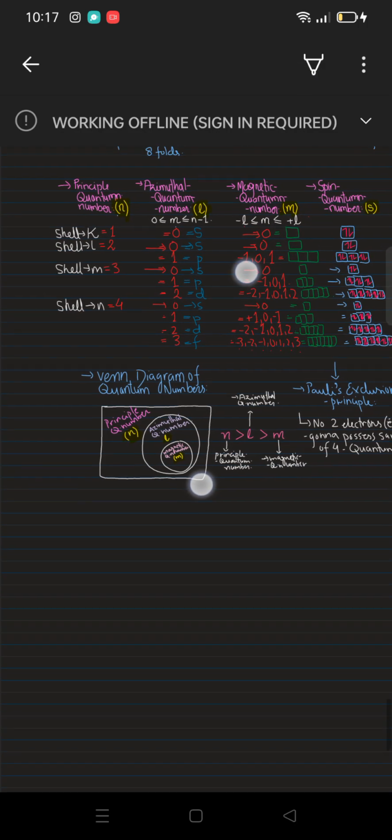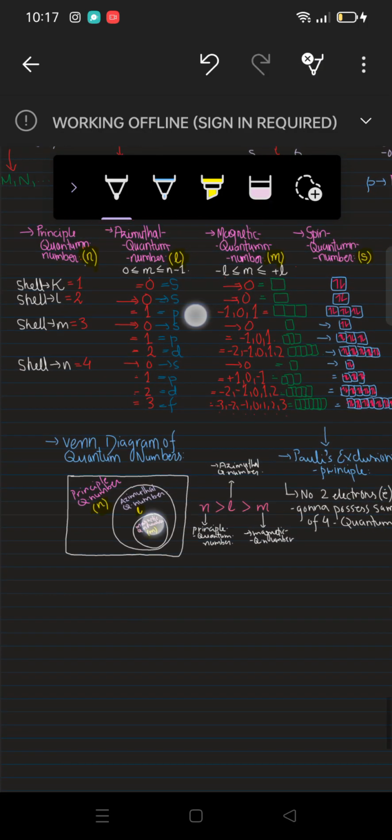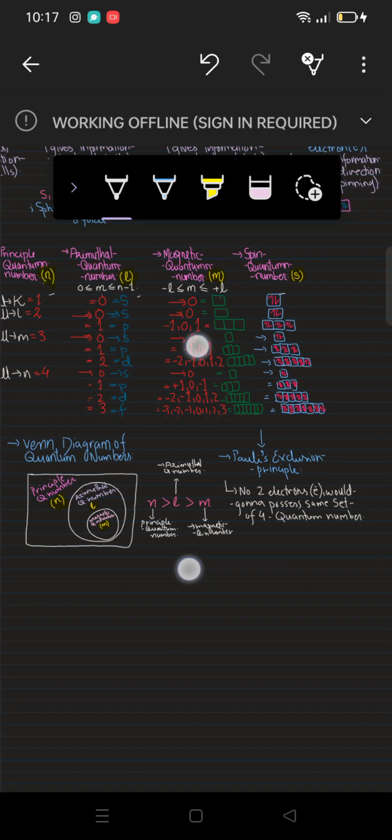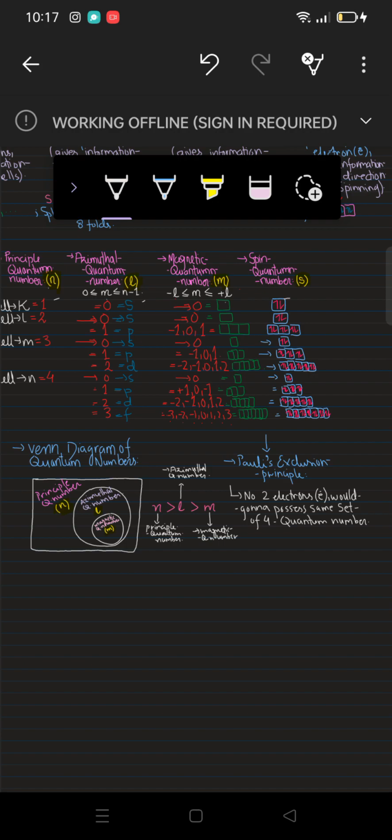Let's see an example here. If the shell is K, the principal quantum number is 1 for both electrons. The azimuthal quantum number is also 0, and the magnetic quantum number is also 0. However, their spinning would be different. One electron would be spinning clockwise and the other anti-clockwise, which means two electrons can have three quantum numbers the same, however their last, the spin quantum number, would always be different.